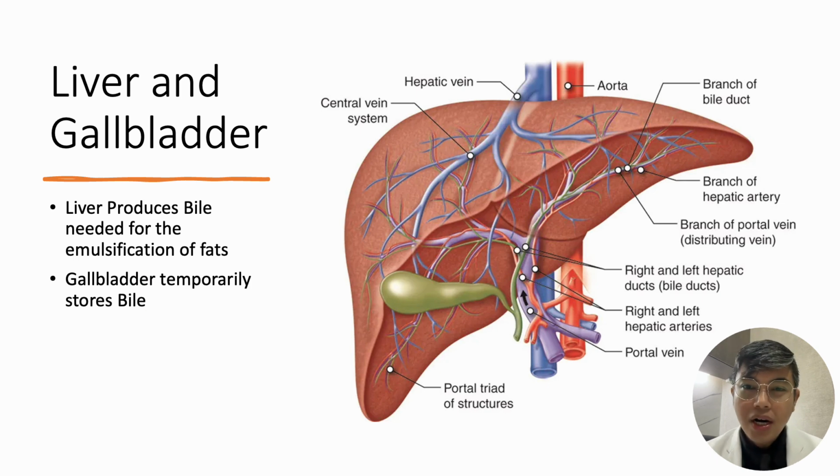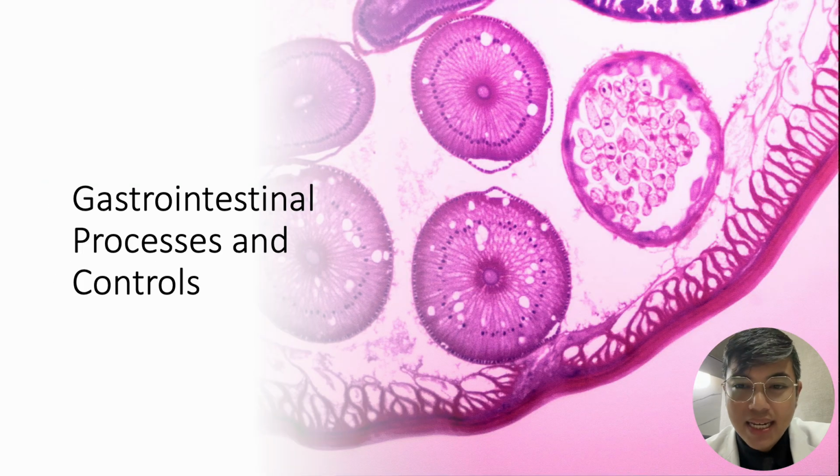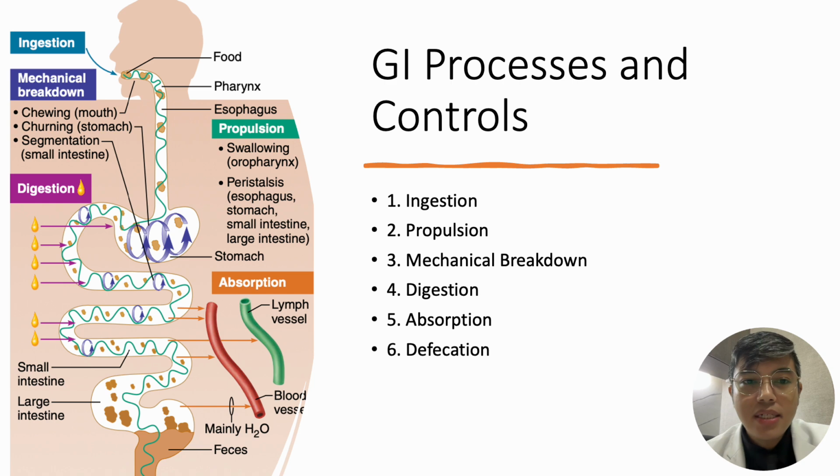So, what are your gastrointestinal processes and your controls? So, here, as you can see here, you have your ingestion, propulsion, mechanical breakdown, digestion, absorption, and defecation. So, pagdating sa ingestion, ito na yung ningunguya natin. Okay? Then down to your, meron tayo kasi ditong mechanical breakdown. Mechanical breakdown can be found in three parts.